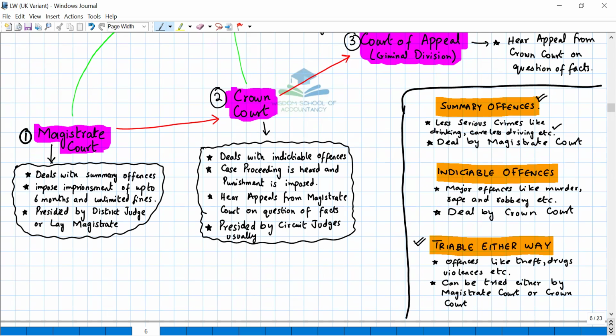For example, offenses like theft, drugs, violence. Like for example, there is a theft of a huge amount. If the theft is of huge amount and proper proceeding is needed, then that case will be heard in crown court. If the theft is of small amount, the case can be heard in magistrate court. So when the case is brought forward to the magistrate court judge, he will decide whether that case should be tried in magistrate court or crown court. So the offenses that are triable either way can be heard by magistrate court or by the crown court, and the judge of the magistrate court will decide where the proceeding should be carried on. So these are the criminal courts.